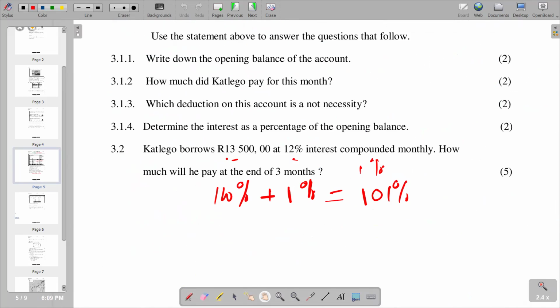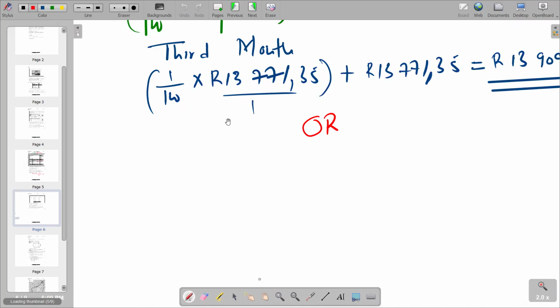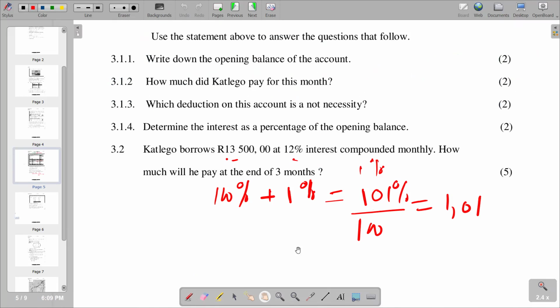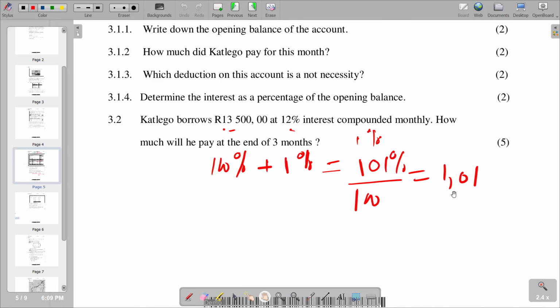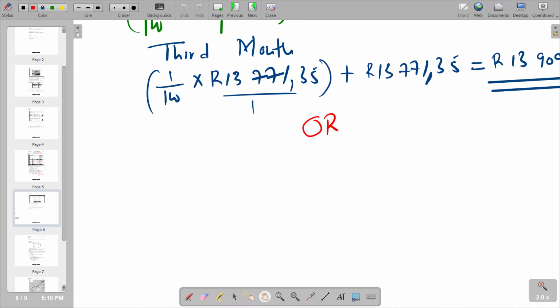In that case, you convert it to a decimal. 101%, if you want to convert to a decimal, we divide by 100, and it becomes 1.01. So we have a factor of 1.01 that we're going to use each and every month instead of calculating it separately like what we did there. Calculating an amount and then adding it becomes a longer process. If you do this, it becomes shorter. After the end of every month, we are just multiplying by 1.01. We are saying 13,500 times 1.01 to get the amount for the first month.